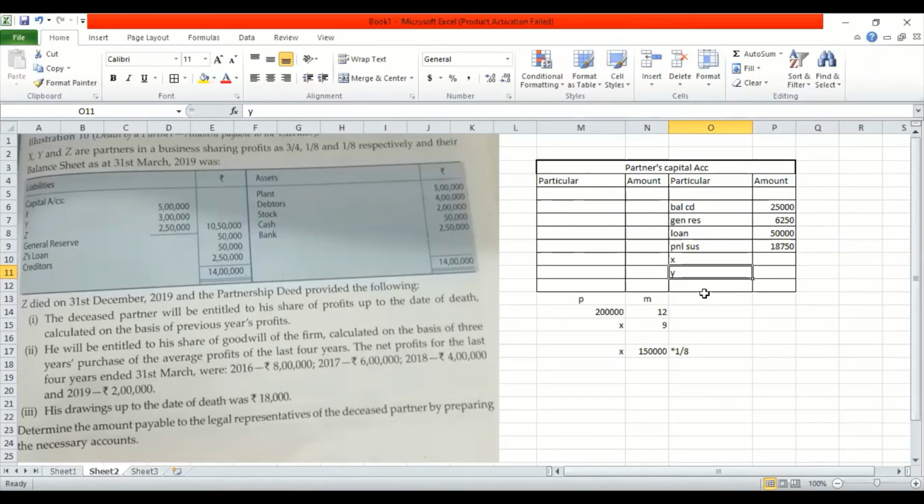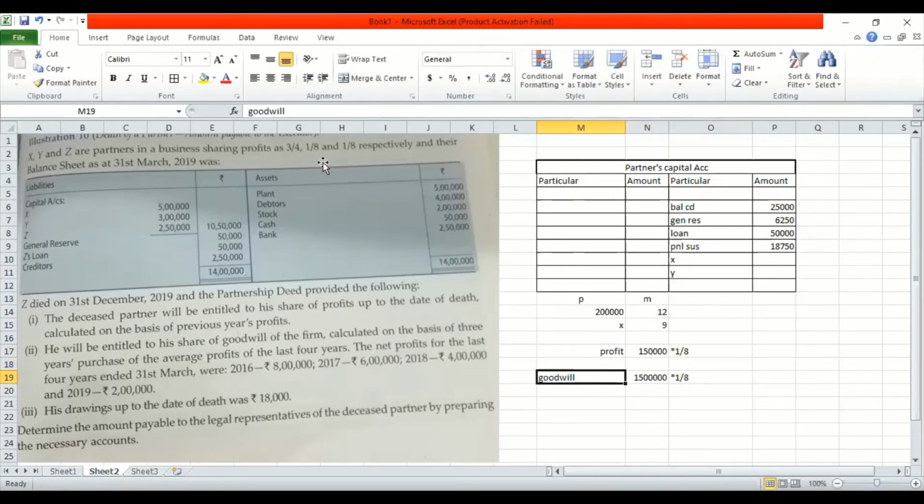Now I will not give 15 lakhs to him. He will get his share, that is 15 lakhs into 1/8. Okay. So if you do, you will get the goodwill as 15 lakhs into 1/8. I'm just writing here goodwill so that you don't get confused. And this is your profit. Look how fast we can do the calculations.